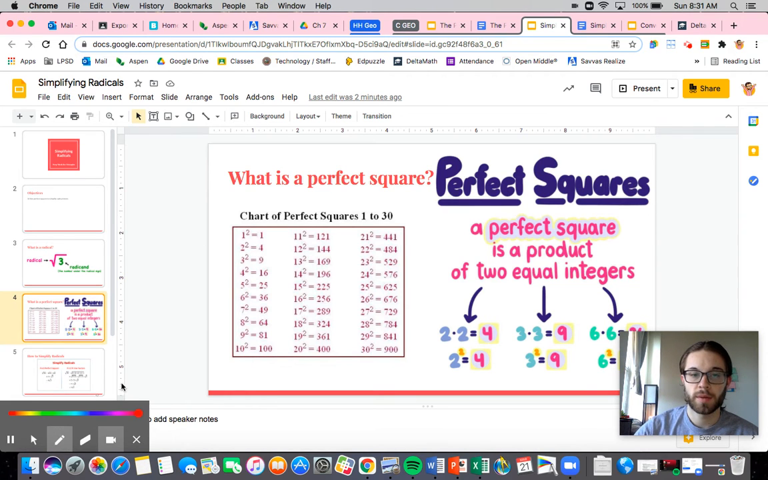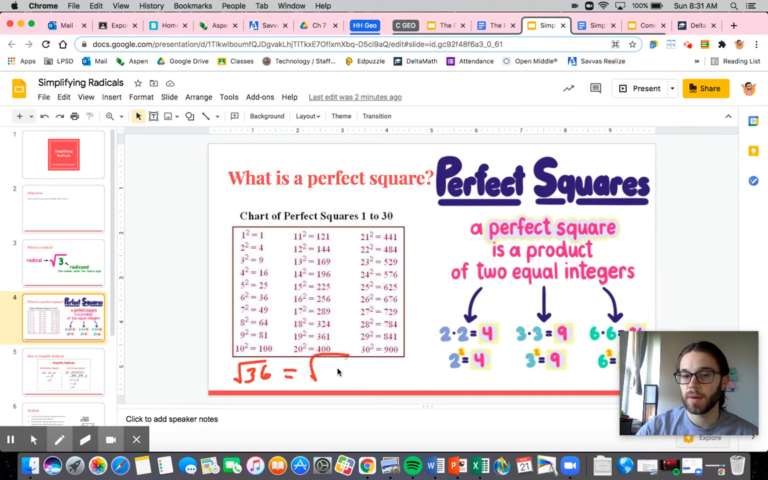Okay? So let me just explain what that means. So if I have something like the square root of 36, okay, or the radical 36, that's the same thing as the square root of 6 squared, right? Because 36 equals 6 squared. Now, the square root and the square undo each other, so they cancel, so that's just equal to 6, all right? So that's the benefit of these.